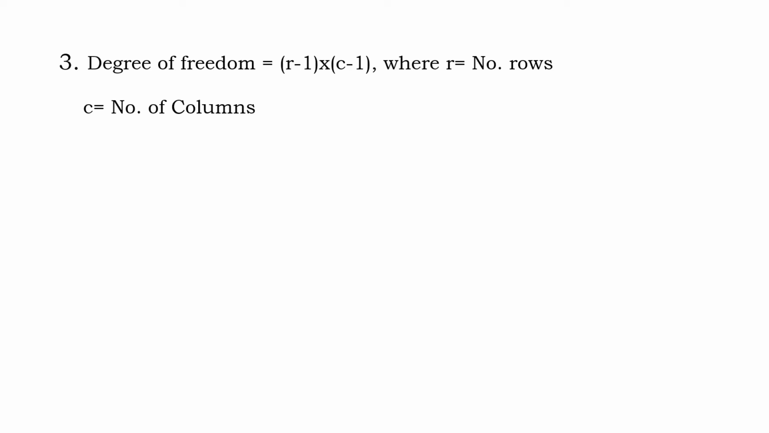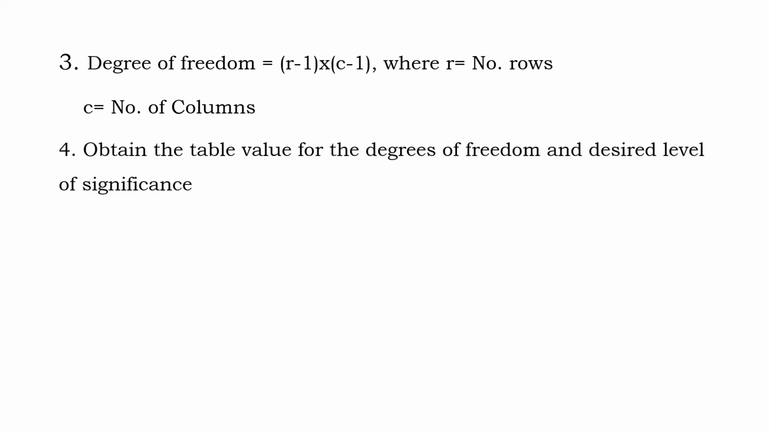Then the third step is to find the degrees of freedom. In goodness of fit, we calculate the degrees of freedom as n minus r minus 1. And in testing the independence of attributes, the degrees of freedom is (r minus 1) into (c minus 1), where r is the number of rows and c is the number of columns. So in all 2 into 2 contingency tables, the degrees of freedom will be 1. And if the table is a 3 into 3 table, the degrees of freedom will be 4.